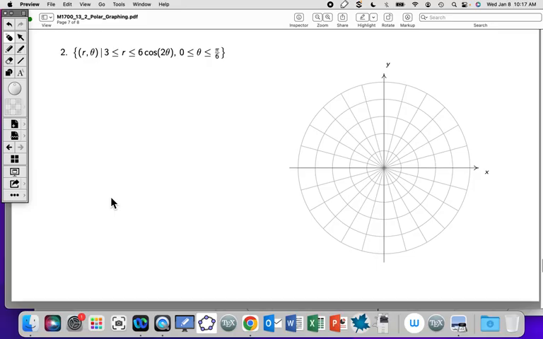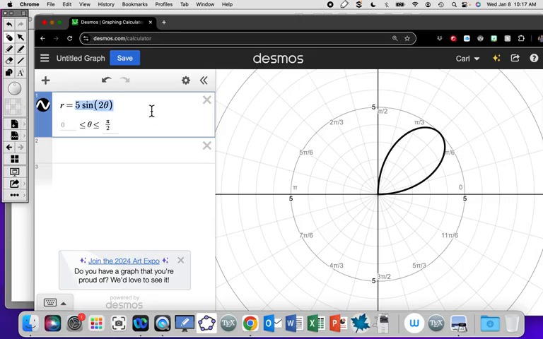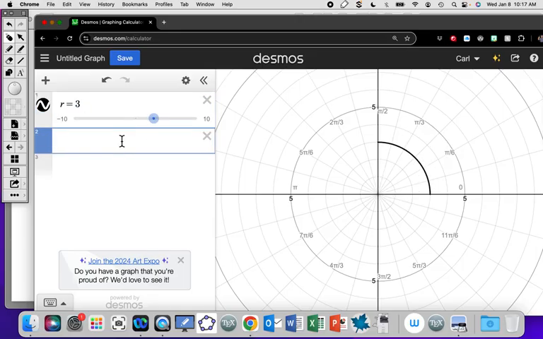The next one here, we're looking at r equals 3 and r equals 6 cosine 2 theta.